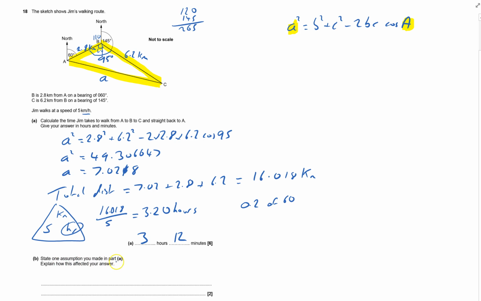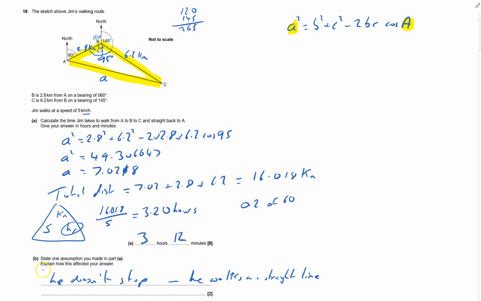And state one assumption you made in part a. Well, I'll say he doesn't stop. That's why it's worthwhile reading, because you're going to get 1 mark for that. Or he walks in a straight line. But you should be able to pick up, he walks in a straight line.